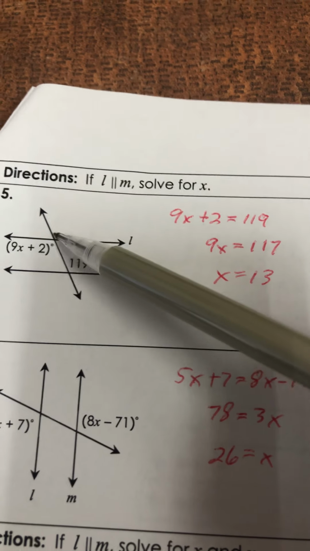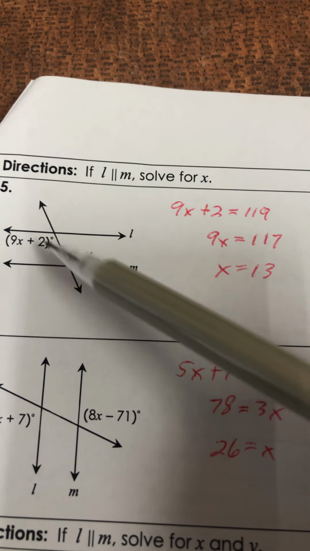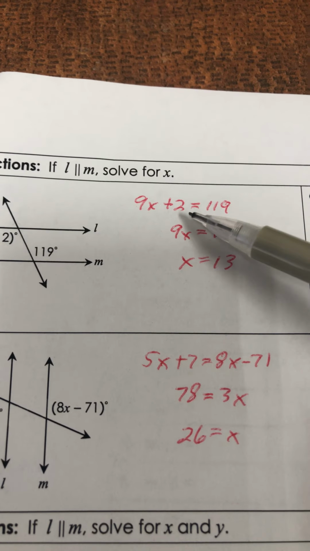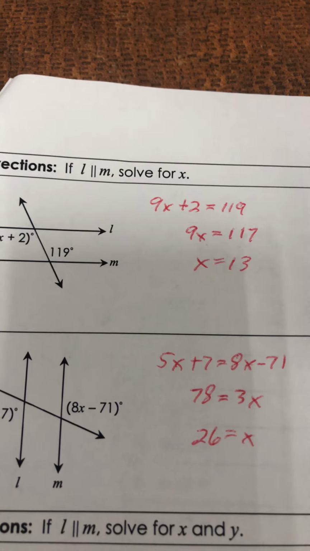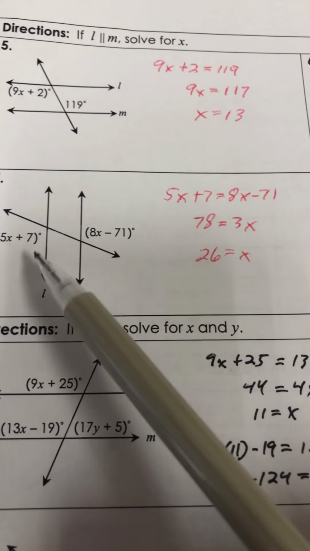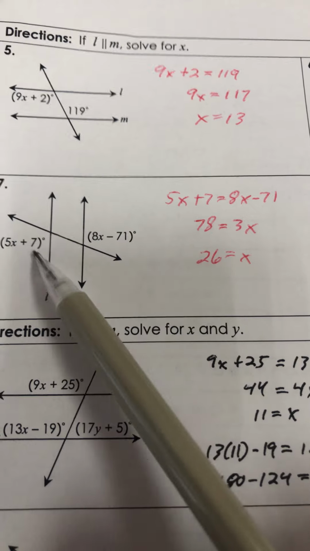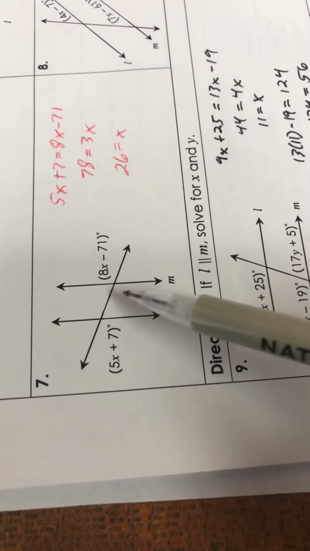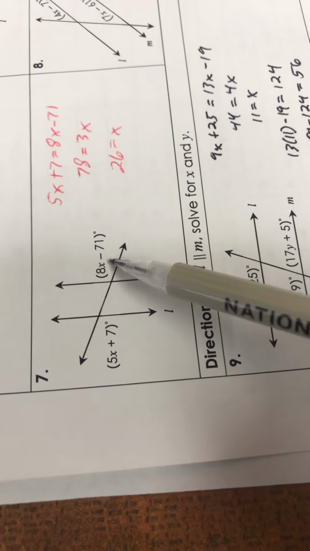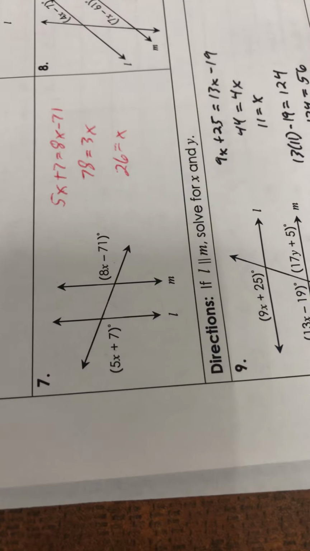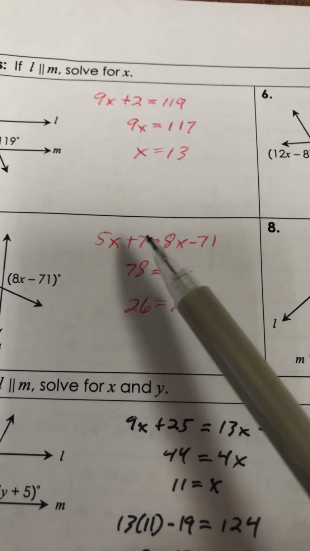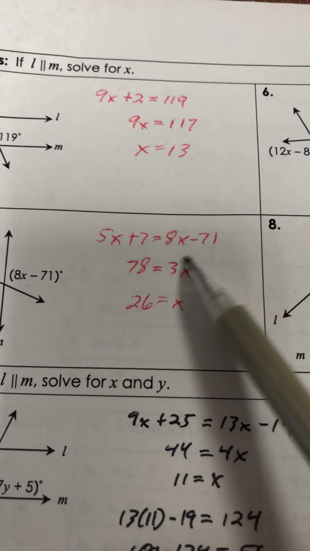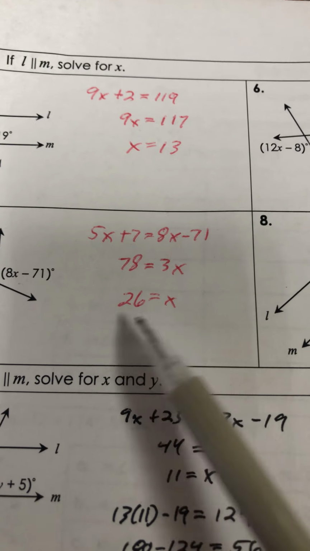Number 5, these are alternating interior angles, so they're going to be set equal to each other. And then you just solve for x. I subtracted 2 from both sides, divided both sides by 9, and I got x equals 13. This one, these are going to be alternating exterior. These two are parallel. This is outside, they're alternating, and so they're going to be equal to each other. So I ended up just getting my x over on one side and then dividing both sides by 3.